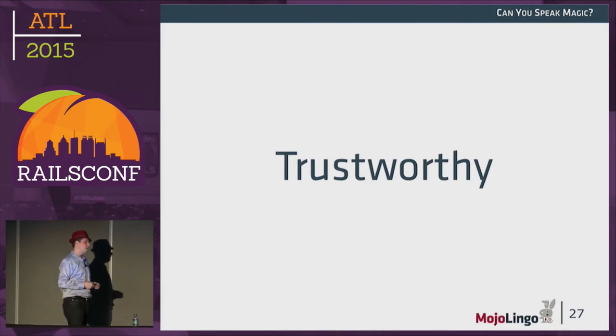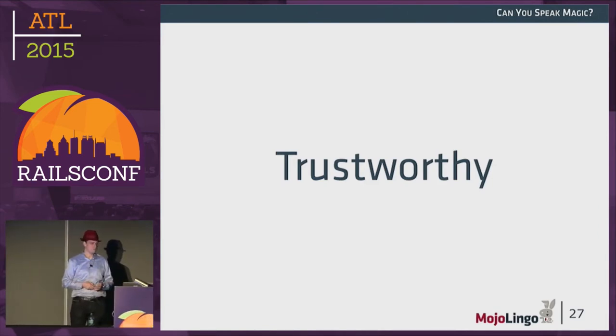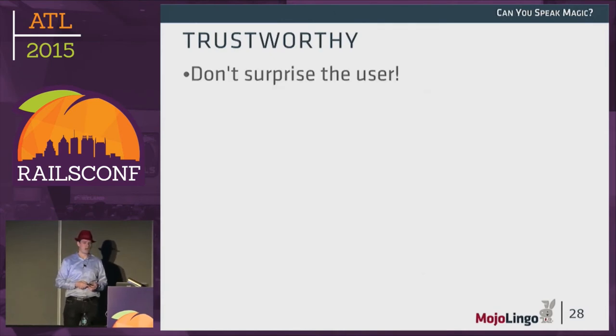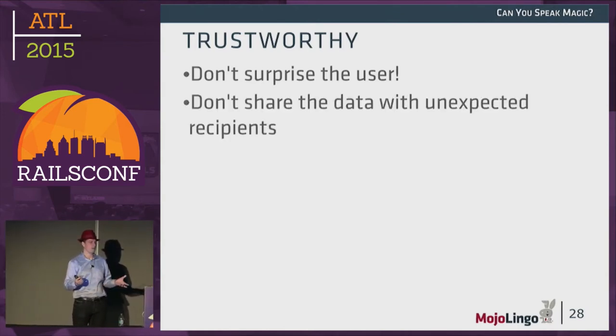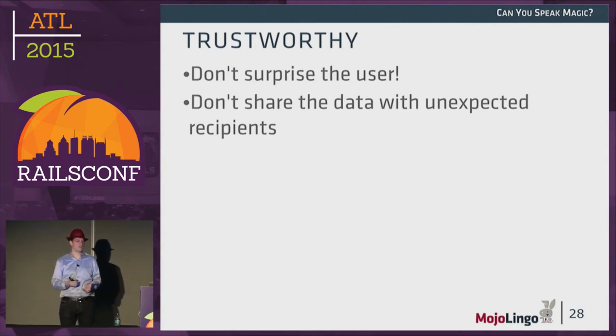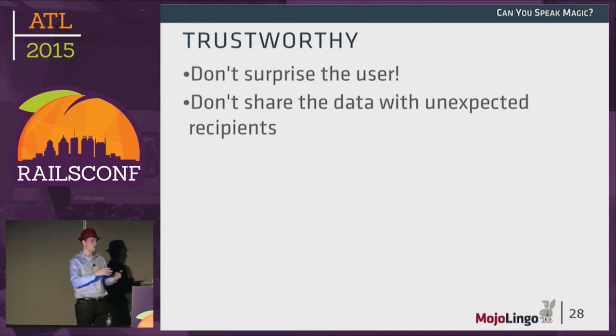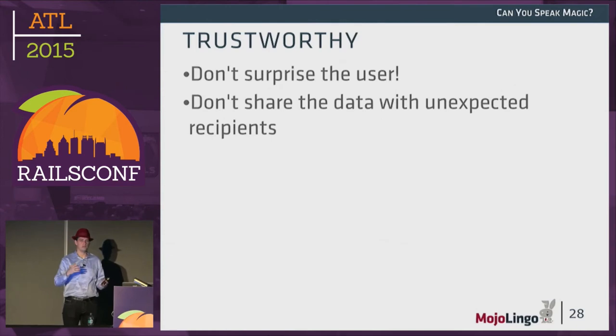So the fourth one, a communications app absolutely has to be trusted. If users don't trust it, they won't use it. So how can it be trustworthy? I think the number one rule is, don't surprise the user. Don't do something that they don't expect. One example of that would be don't share the contents of the conversation with people who they don't expect that conversation to be shared with. So if you have a conversation between two people, generally speaking, no one else should be able to come back later and access that same conversation.